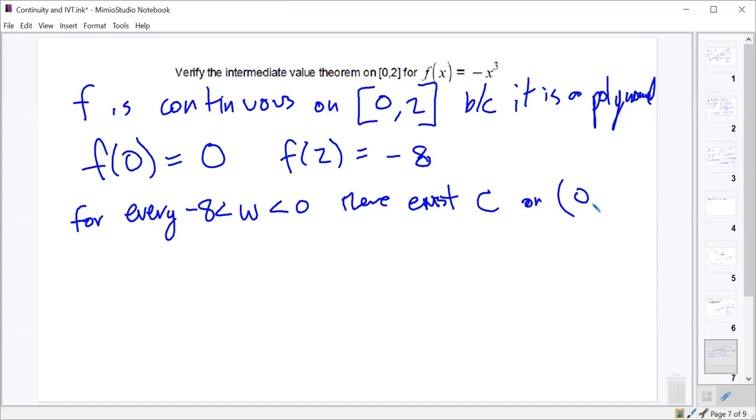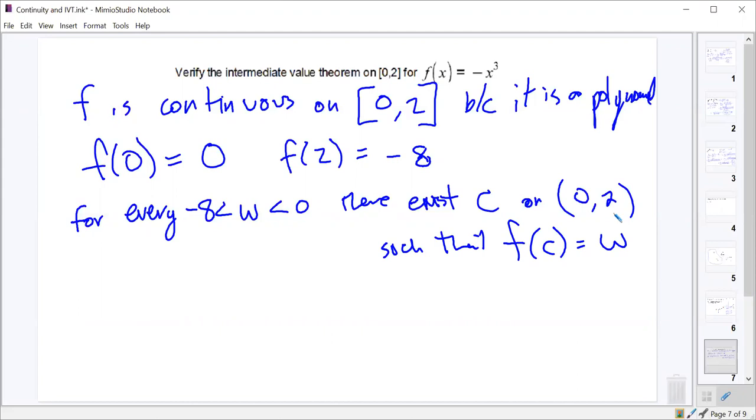0 to 2, and it's non-inclusive actually. The result of the intermediate value theorem is always on open intervals, even though the function has to be continuous on the closed intervals. So we're going to say there exists a c on the open interval from 0 to 2, such that f of c is equal to w, so that if I plug in c to my function, I should get out that w value.